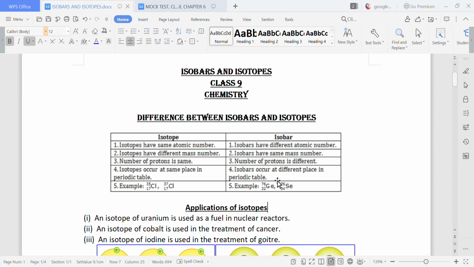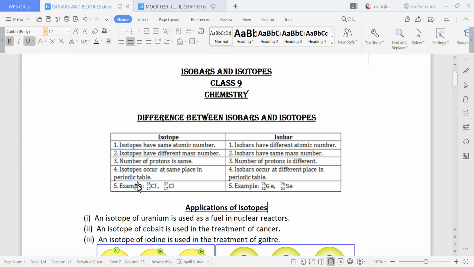Now, what is the periodic table? Let me tell you that there is a table organized for all the elements, and this table is known as the periodic table, and the elements are placed in the table according to their various properties. Isotopes are those which are kept together, or have the same place in the periodic table, but isobars are those elements which occupy different places in the periodic table.